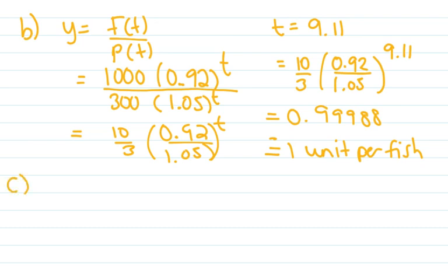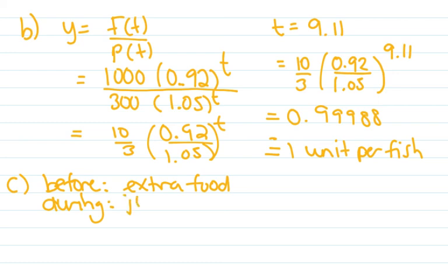And then letter C, describe the living conditions of the fish before, at, and after the crisis point. So before the crisis point, there's extra food. The fish had lots of food. During or at the crisis point, there's just enough food. And after the crisis point, there's not enough food. So some fish are going to start dying.